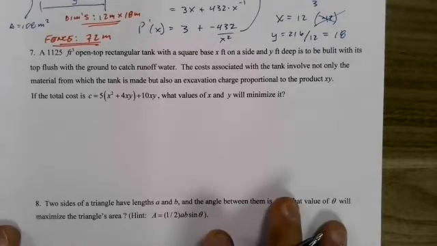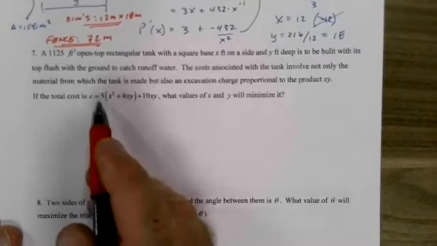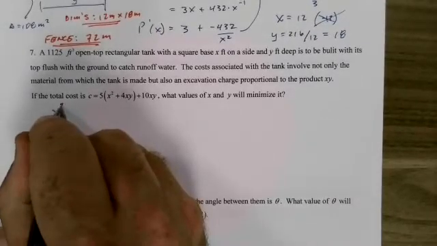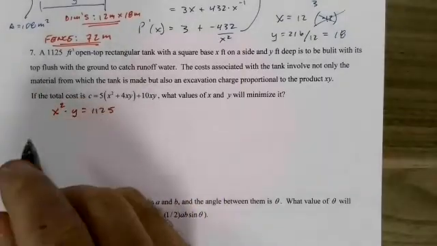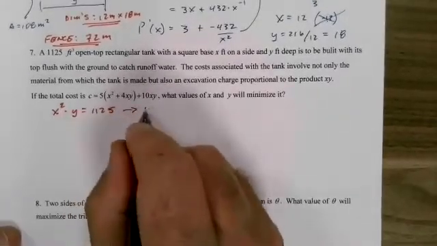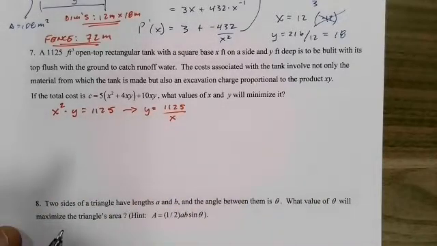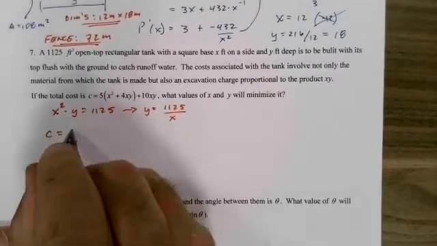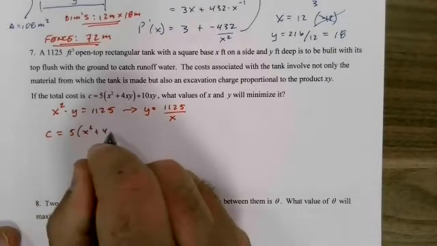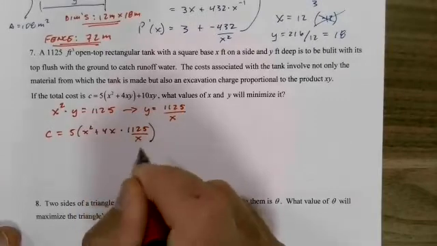This looks hard. Square base x and y. All right, I gotta go do this kind of stuff. Equals 1125 units. Don't forget the units. Therefore, y equals 1125 over x. Sure, whatever. Cost is 5 times x squared plus 4x times 1125 over x.